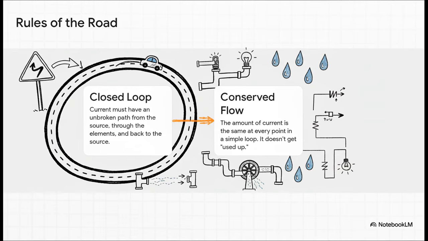First, it has to be a closed loop. The path has to be totally unbroken for the current to flow at all. If there's any break in the line, everything just stops. And second, the flow is conserved. The amount of current at any point in that loop is exactly the same. The current doesn't get used up by a light bulb any more than water gets used up by spinning a water wheel. It just keeps on flowing.